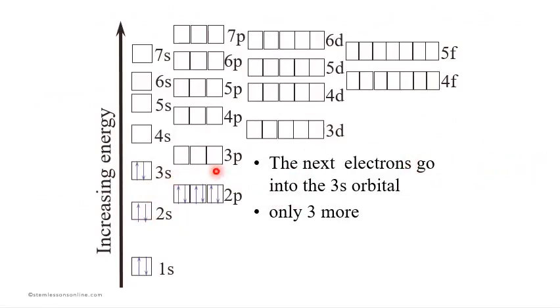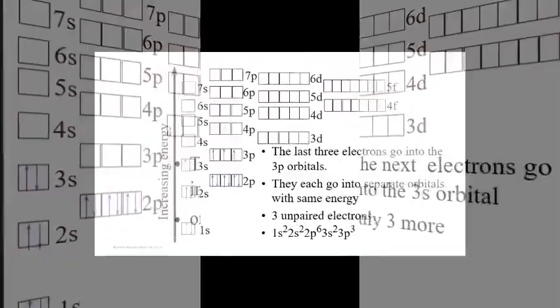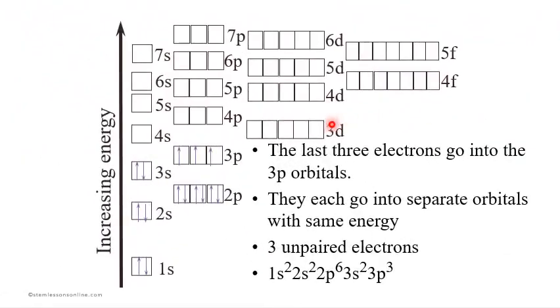Can you guess where they are going? Of course in 3p, but how will you fill it? You see, we have to fill one unpaired electron in each orbital. The last 3 electrons go into the 3p orbital. They each go into separate orbitals with the same energy, 3 unpaired electrons. So we will write the electron configuration: 1s2, 2s2, 2p6, 3s2, 3p3.